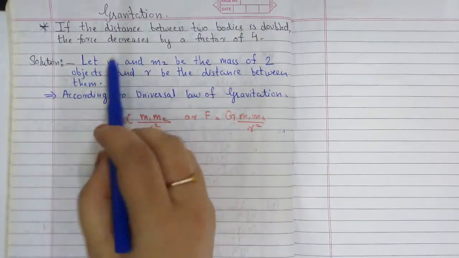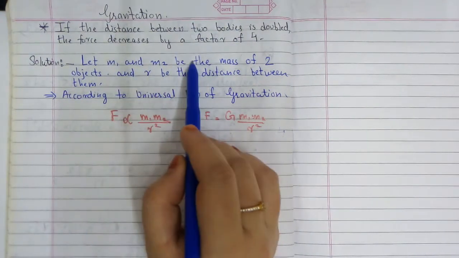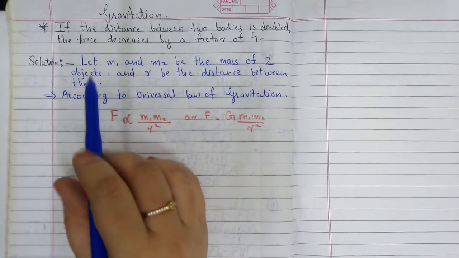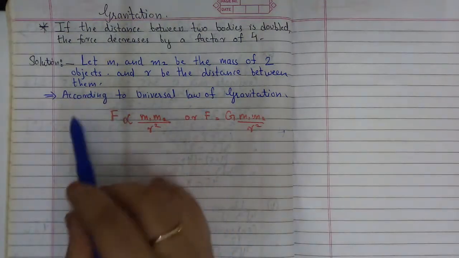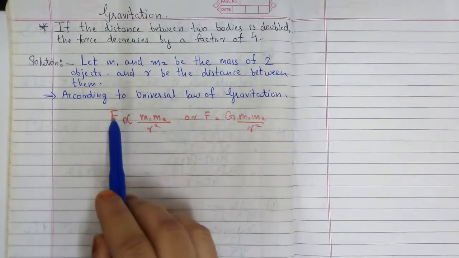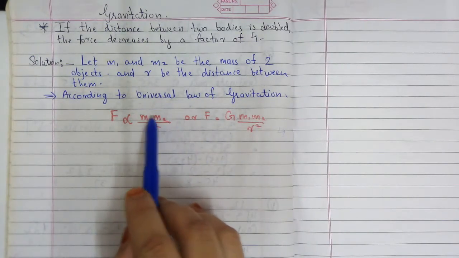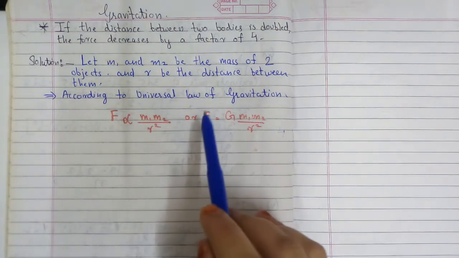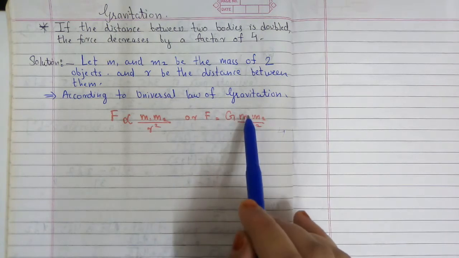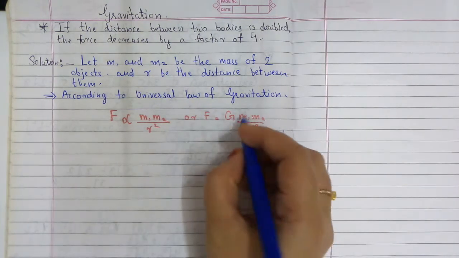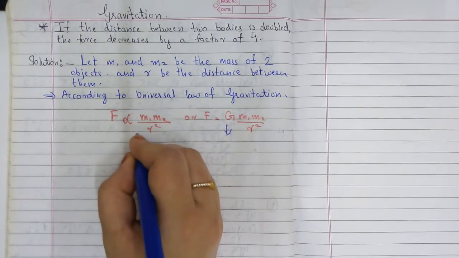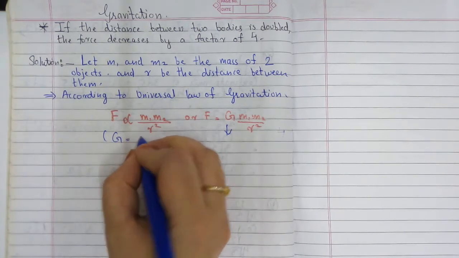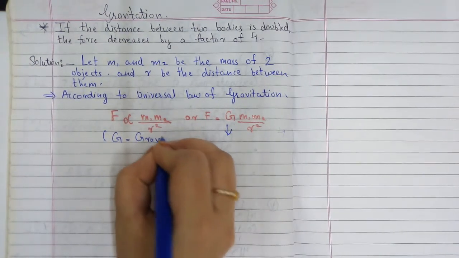So here we have to consider that let m1 and m2 be the masses of two different objects and r be the distance between the two different objects. All right, and according to the universal law of gravitation, F is directly proportional to the product m1 m2 upon r square. r square is the distance squared and m1 m2 are the masses of two objects, or F is equal to G m1 m2 upon r square. And here G is what? It is a universal or gravitational constant.